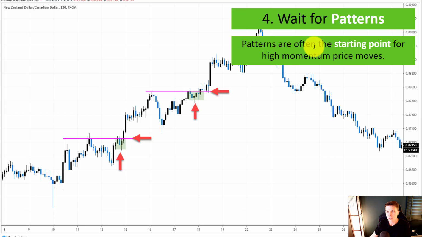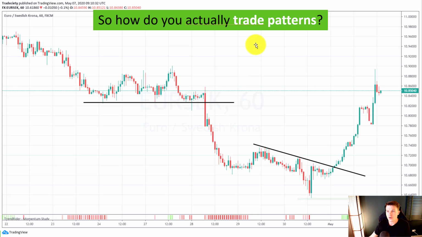Tip number 4. Patterns are often the starting point of a new trending move, and you want to make sure that you trade into the higher time frame trend direction. And if you can then find a pattern, that will help you time your trades even better. So how do you actually trade patterns?